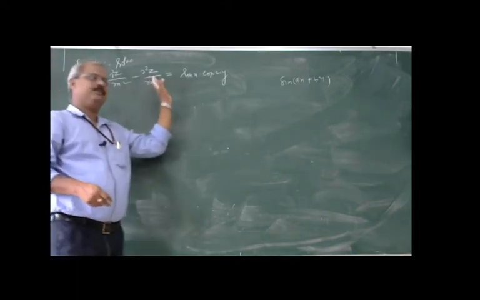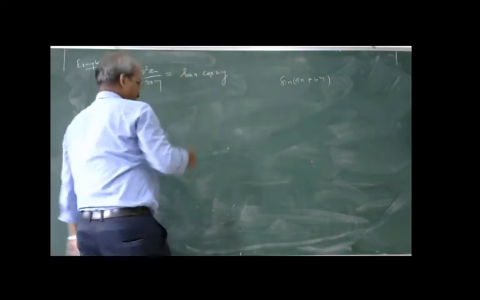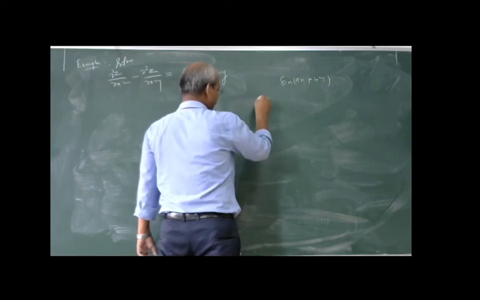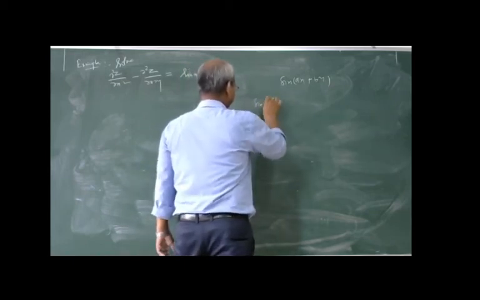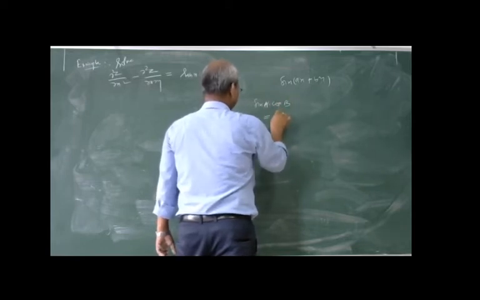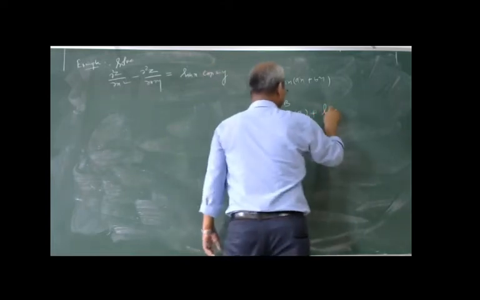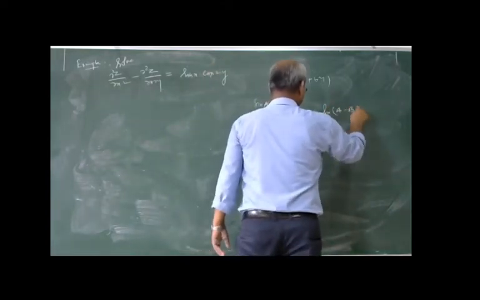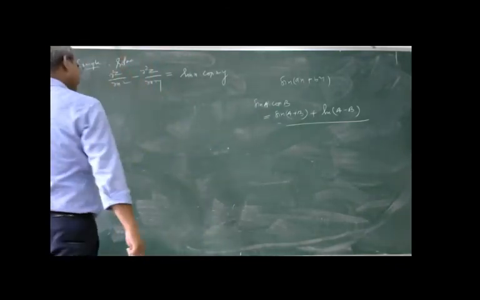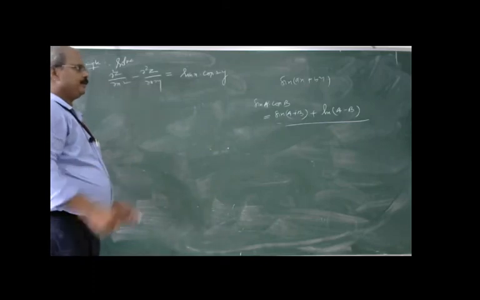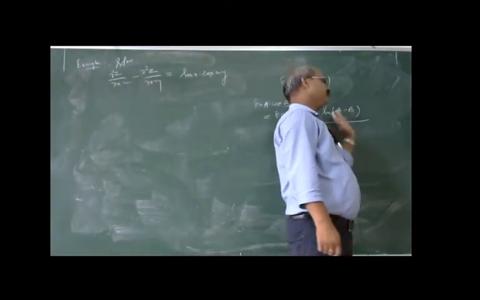I think if you learned the formula, you are very aware of it: sin a into cos b. 2 sin a cos b is equal to sin(a+b) plus sin(a−b). You know this.